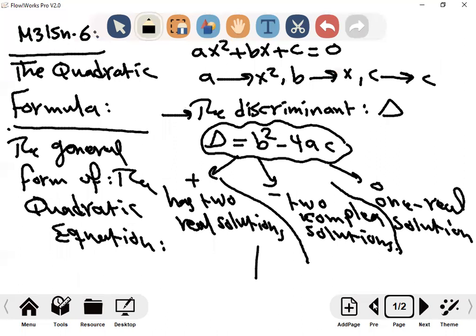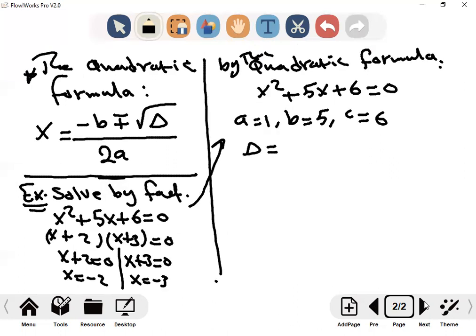Write the formula right away. b power 2 minus 4ac. Always write the formula. Don't write numbers without the formula. This is equal to b power 2, which means 5 power 2, minus 4 times a, which is 1, times c, which is 6. That is 25 minus 24, which is 1. Delta is positive. Is 1 positive or negative? Positive.